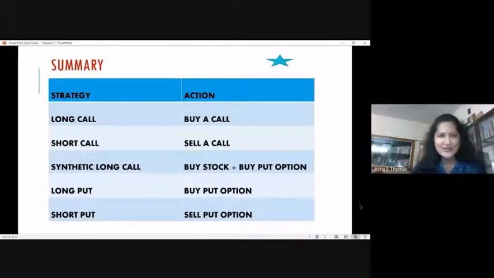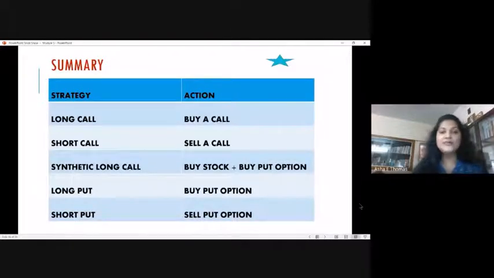The first one is the basic strategy where a person is going to buy a long call, the right to buy an asset, the underlying asset. That is something which we call a long call, and so the action is buying a call. Then the second one is short call. When you're very sure that the market is going to go down, you might go with a short call, where you're going to sell a call. So that's also a basic uncovered option strategy.